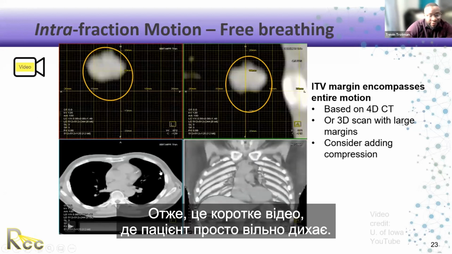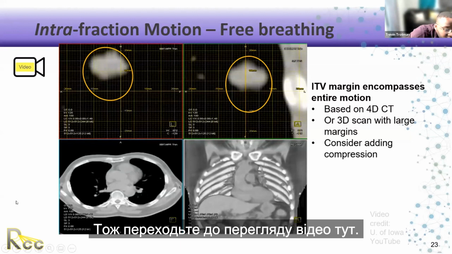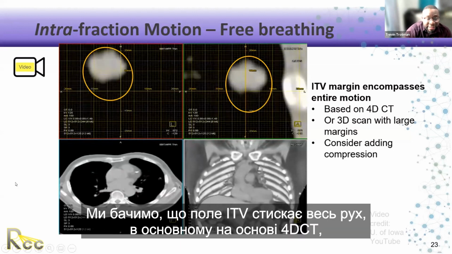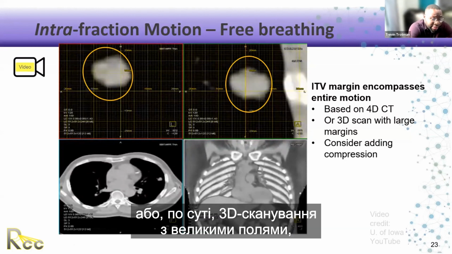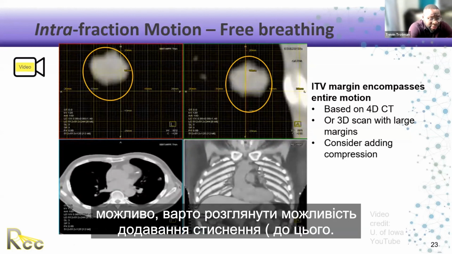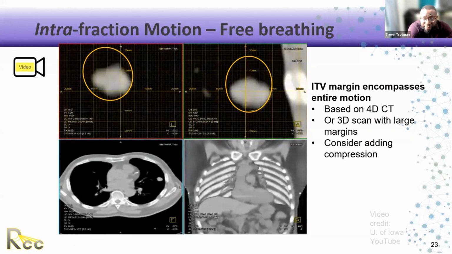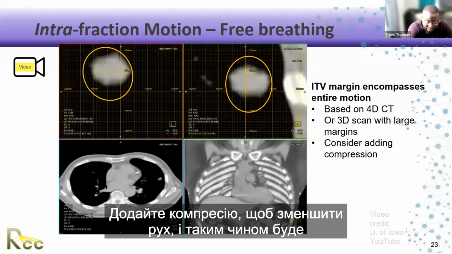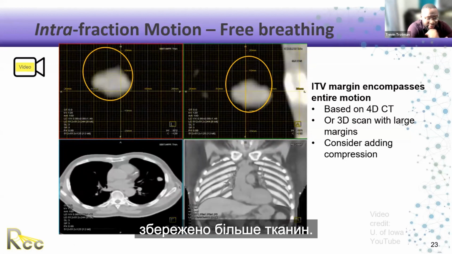So this is a quick video of a patient just free breathing. I'll go ahead and play the video here. We can see that the ITV margin encompasses the entire motion, basically based on a 4D CT, or basically a 3D scan with larger margins. May consider adding compression to this. Add compression basically to reduce the motion, and that will have more tissue treated in that way.